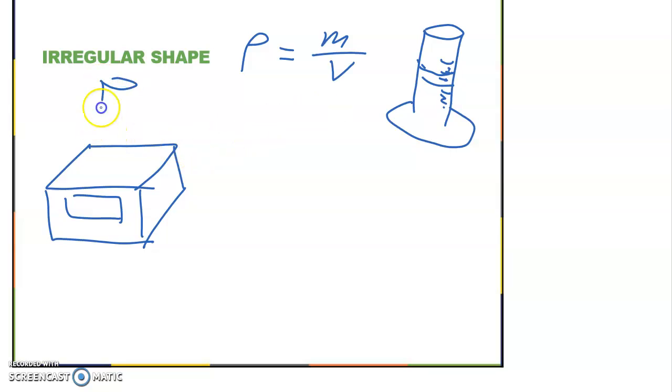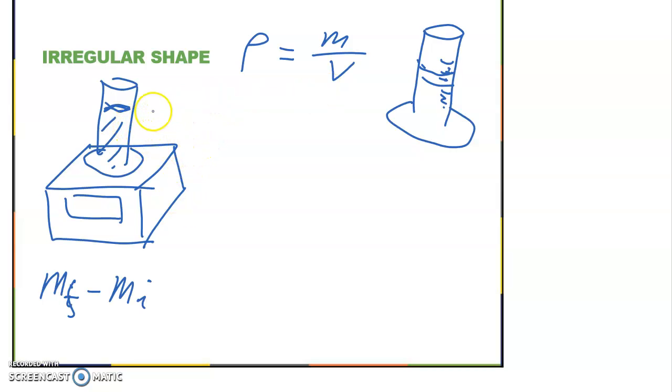Okay, so how do we do that? We can first put the graduated cylinder on top of the scale or the balance, and we measure the mass. Let's call this mass initial. And then we pour the liquid in it. We can see the volume, so we find out the volume, and also we can see the final mass over here. So mass final minus mass initial will be the mass of the liquid that was poured into this graduated cylinder. At the same time, we can read the volume over here.